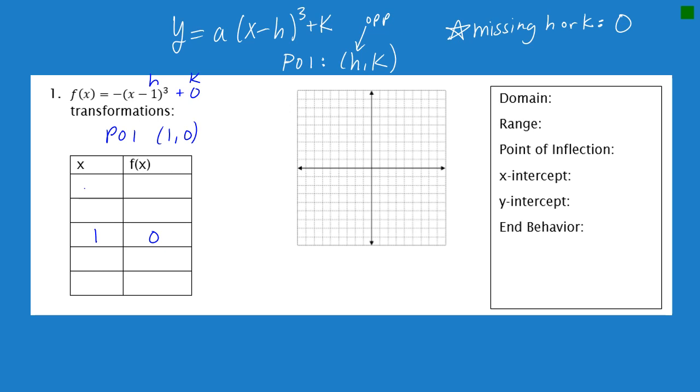And then I'm going to use my calculator. I'm going to put in the function, and then you're going to use the table function to fill in the rest of our table here. So now I'm going to plot these points. -1, 8, 0, 1, 1, 0, 2, -1, and 3, -8.